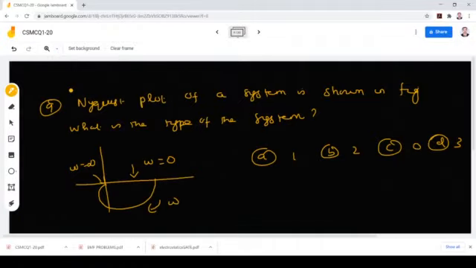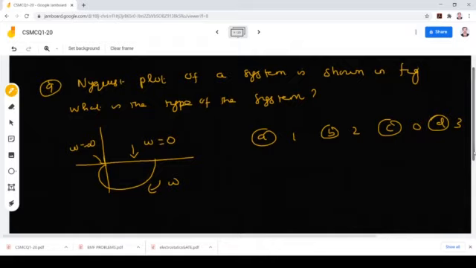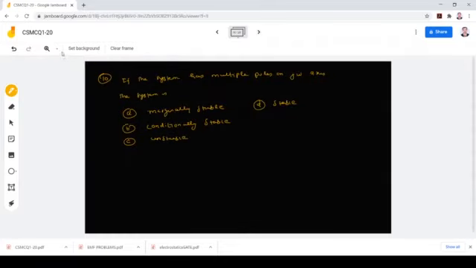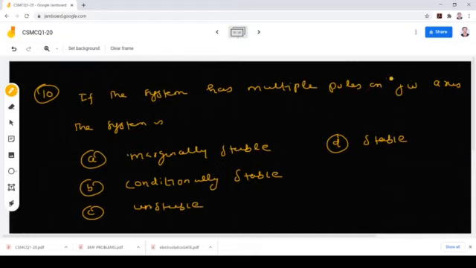Next question. Nyquist plot of a system is shown in the figure. What is the type? So we know this is the starting point of type. Type indicates starting point. So this is starting from here, so this is type 0. If it starts from here, type 1. This starts from here, type 2. This starts from here, type 3. Okay. Next, if the system has multiple poles on j omega axis, it will be unstable system. So option C is the right answer.